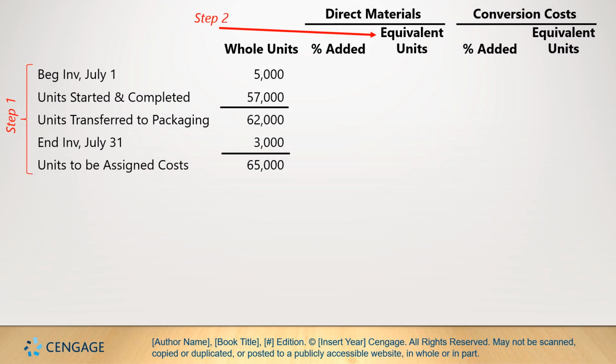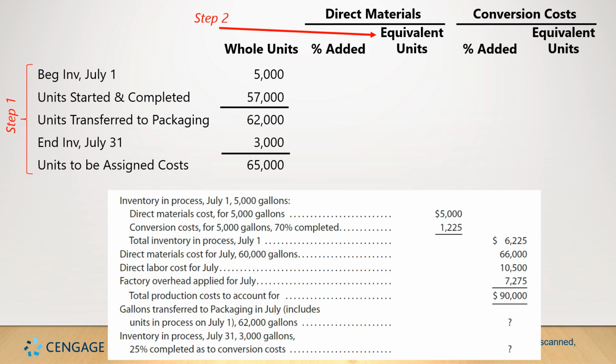All that said, focusing on direct materials and referencing the month's cost information, what percent of direct materials were added in the current month? 0%. Remember, all materials are added at the start of production, and our beginning inventory was started last month, so we didn't add any materials this month. To get our equivalent units, multiply the 5,000 whole units by 0% to get 0.